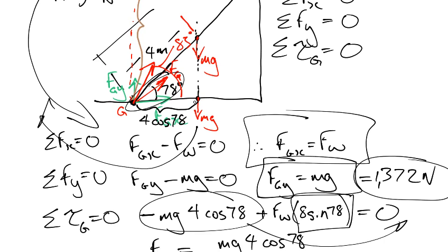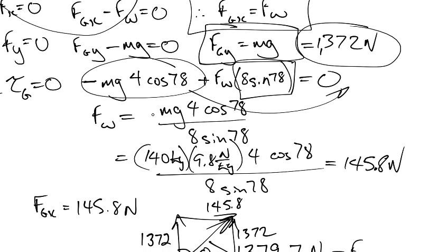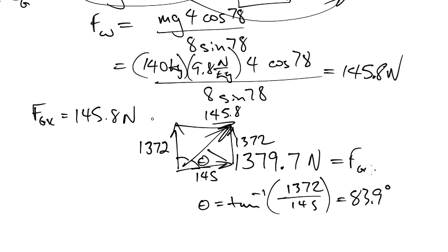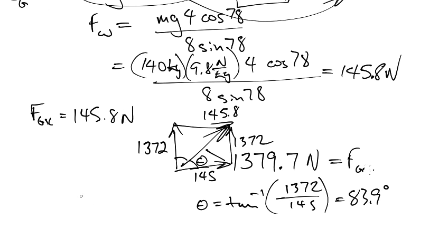Okay? Well, thanks for watching that. If we wanted to express the final answer, we would just say FG is equal to 1379.7 newtons at 83.9 degrees, like that. See you next time.